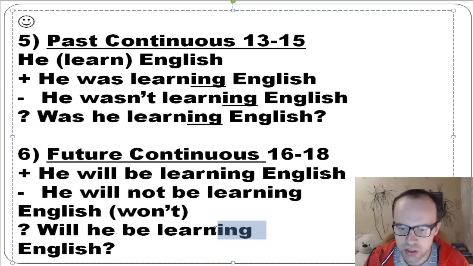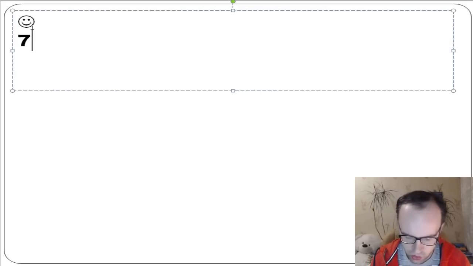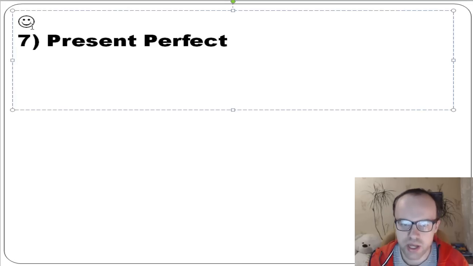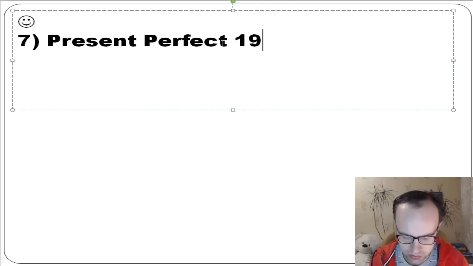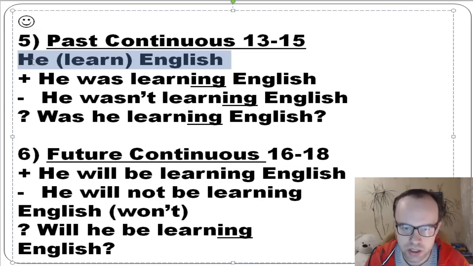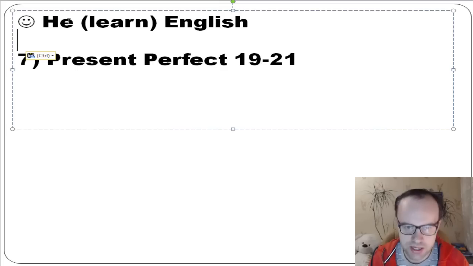And will he be learning English? So you know that we use ing with continuous tenses. So the next tense. We call this tense present perfect. It's about the past, but when we have a connection with the present. Okay, so let's talk about this tense, and let's open the brackets using this tense.